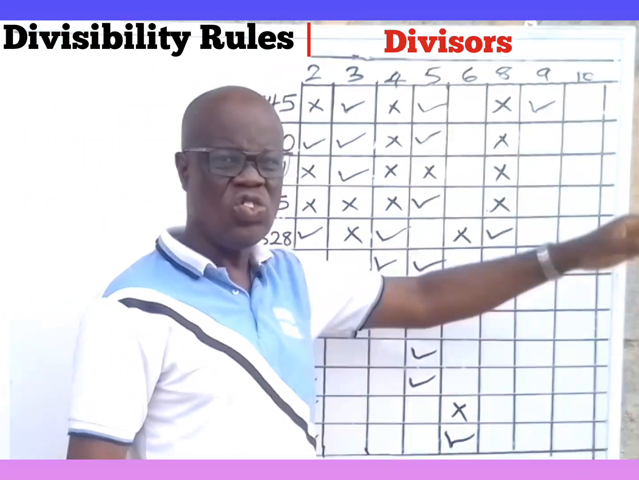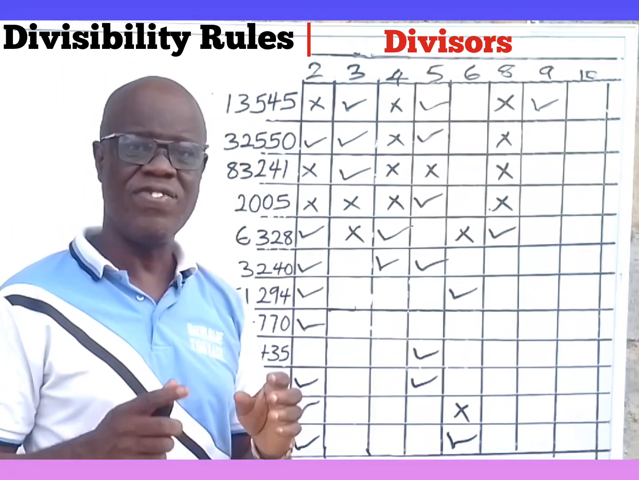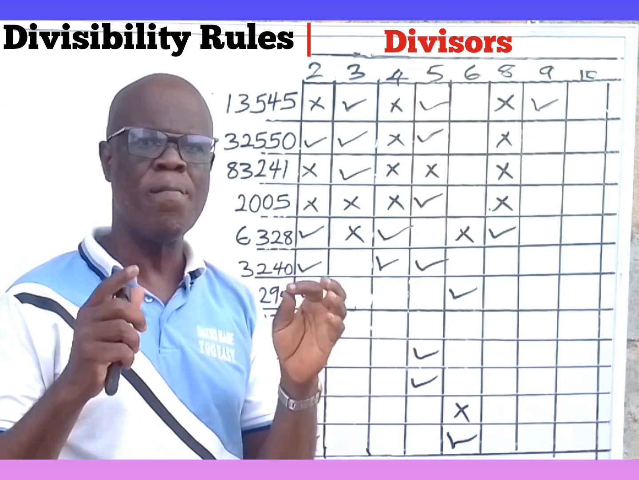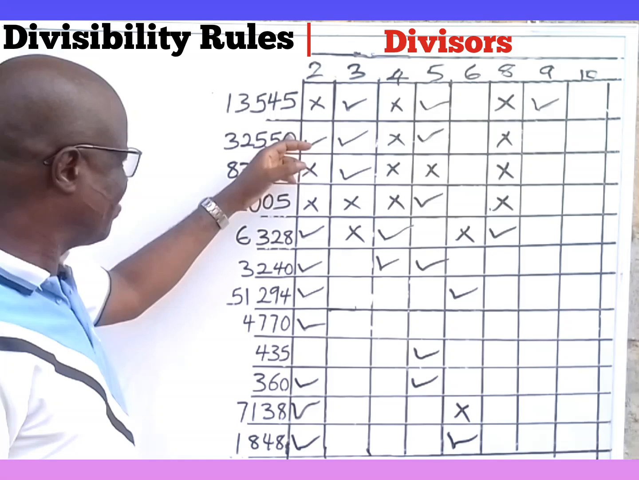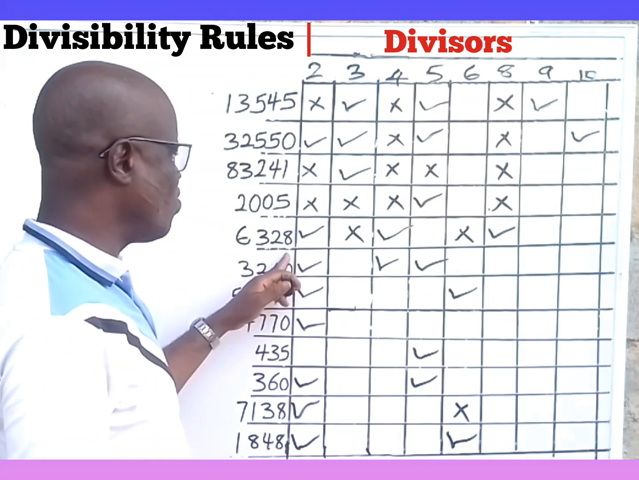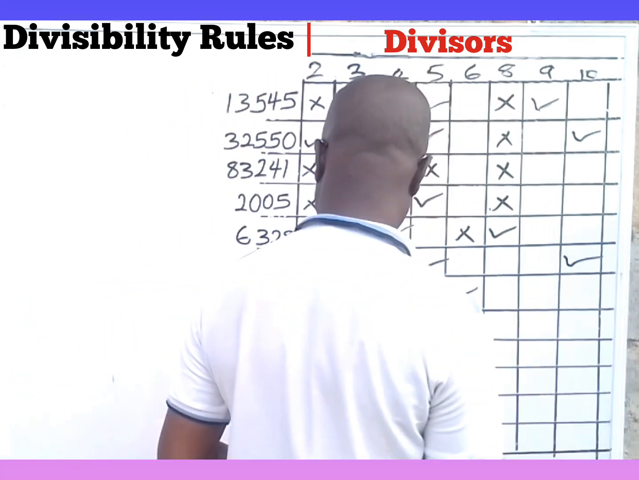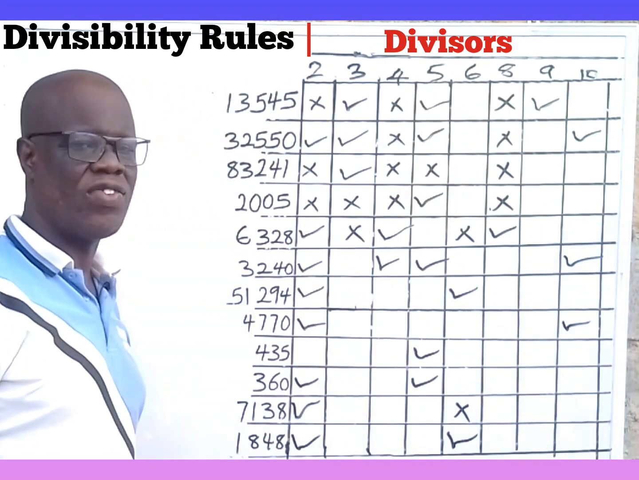For 10, how do you know that a number is divisible by 10? Once that number ends with 0, it is divisible by 10. That is, it will leave no remainder. So this is divisible by 10. Then this also is divisible by 10. This also is divisible by 10. And so on and so forth.